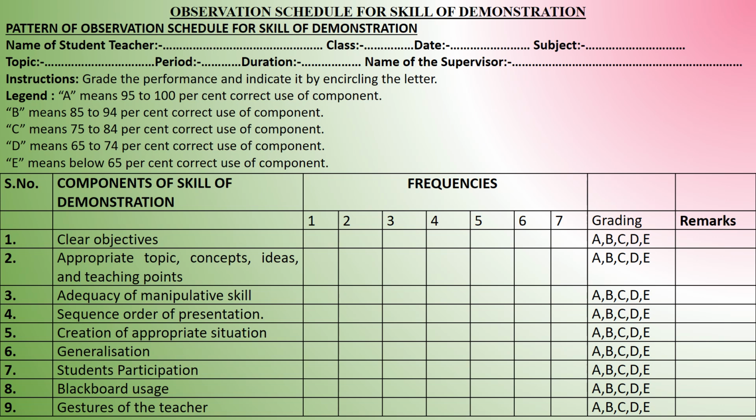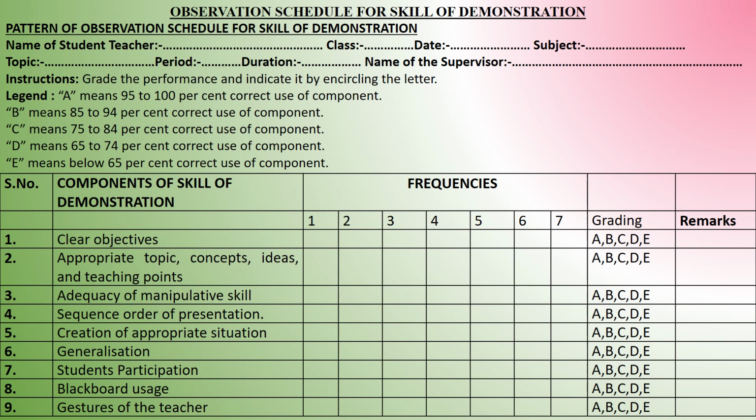The first instruction you have to write is the performance, and indicate it by encircling the letter. The legend for the observation schedule is: A means 95% to 100% correct use of the component. B means 85 to 94% correct use of the component. C means 75 to 84% correct use of the component. D means 65 to 74% correct use of the component. And E means below 65% correct use of the component.